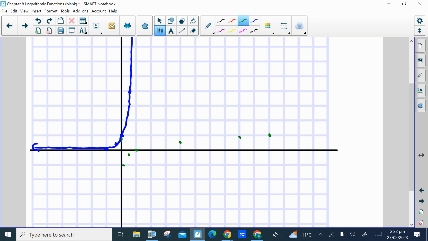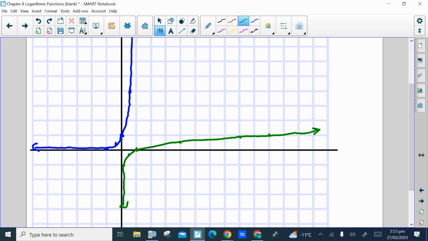In this case, the y-axis will be an asymptote. It'll be a vertical asymptote. So it's going to look something like that.